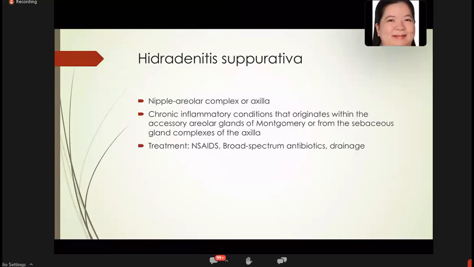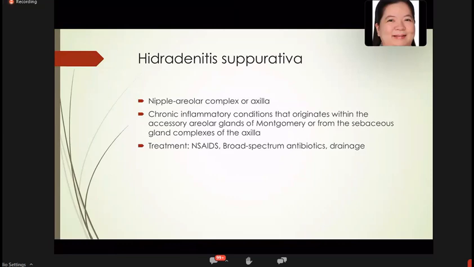Okay, so how do you treat hidradenitis suppurativa? In the initial stage, when it's only slightly swollen, and on physical exam it's not fluctuant, it's hard, with a mass, red and tender, you can treat it with NSAIDs, the most important, then broad spectrum antibiotics, also important. Then, if there are fluctuant areas, you do drainage.